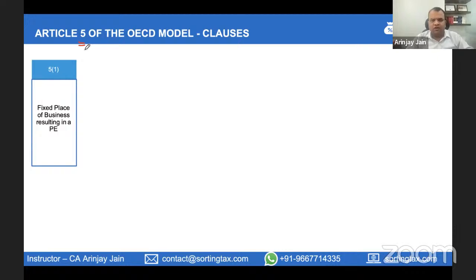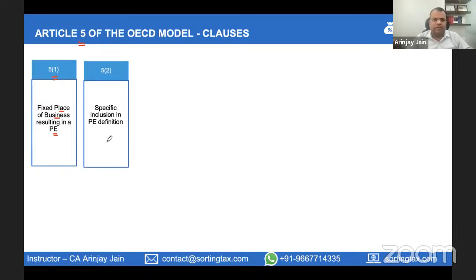Discussing the various clauses which are there in this particular convention. So paragraph 1 of Article 5 defines a fixed place of business resulting in a permanent establishment. So if a non-resident has a fixed place of business in the source state, then in that case, would that result into a PE or not is something which is discussed in para 1.